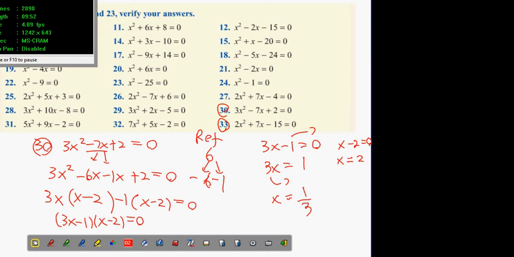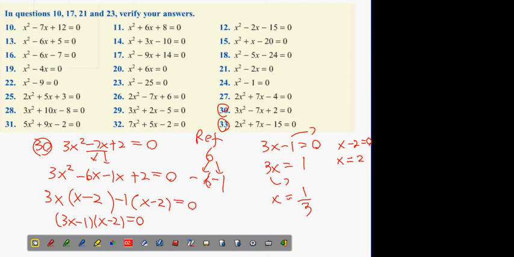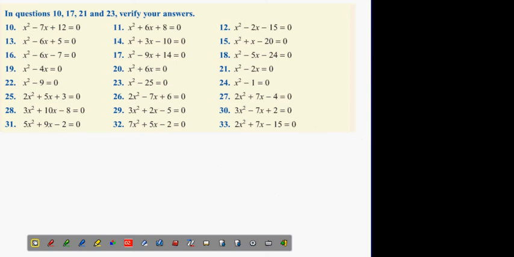Guys, number 33. David, can you tell me how to start off number 33, please? 2x squared plus 7x minus 15 equals 0. You get the reference number, which is 30. The reference number is what? Minus 30, because it's 2 times minus 15. Then once you do that, 10 and 3.